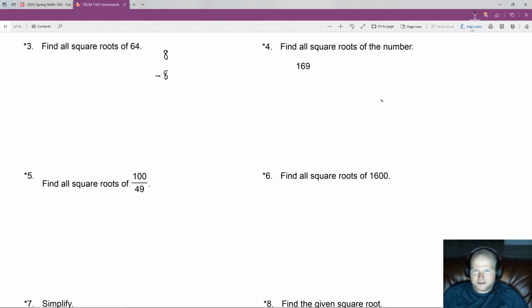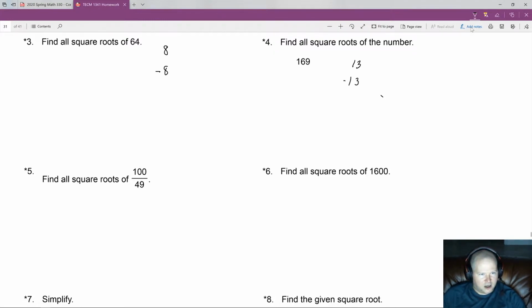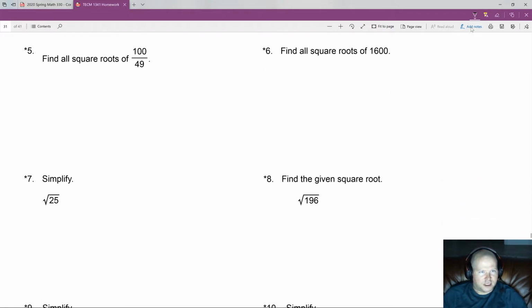Find all square roots of 169. It's going to be 13, because 13 squared is 169, or negative 13, because negative times a negative is a positive. So we can find all the square roots of 100 over 49.